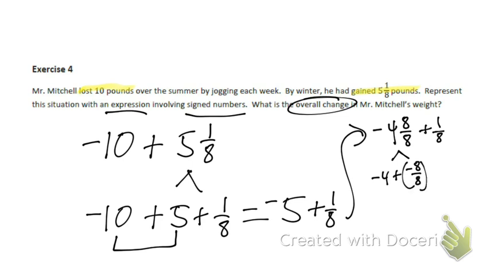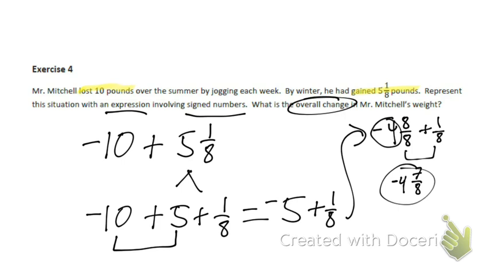Actually, let's take a step back. This one's easier to just combine these two. Well, are we going to add or subtract? You've got a negative and a positive, right? So different signs means you subtract. What's 8 eighths take away 1 eighth? 7 eighths. Right? And what do we still have left that we didn't do anything with? A negative 4. So that's your answer, negative 4 and 7 eighths.